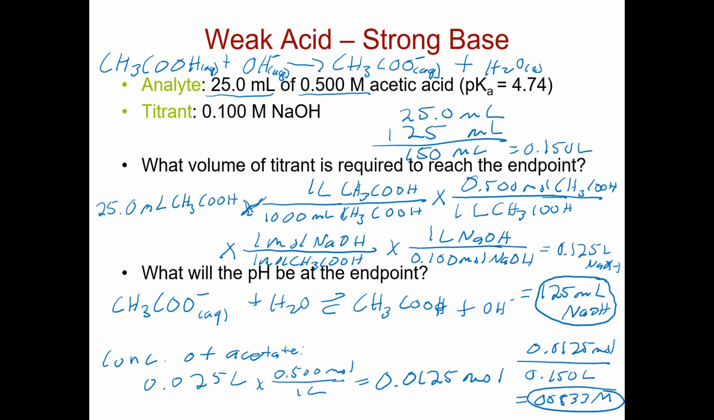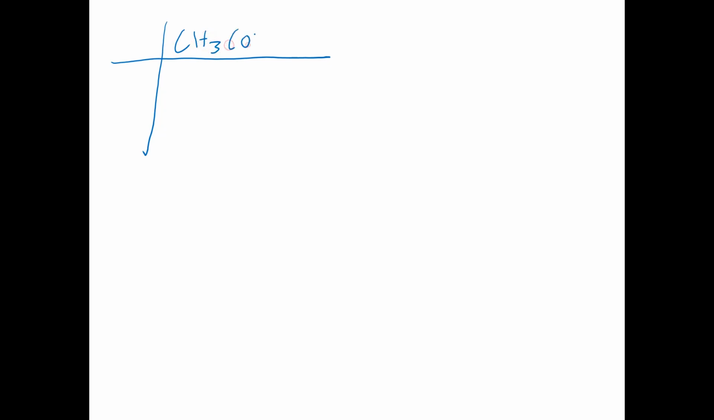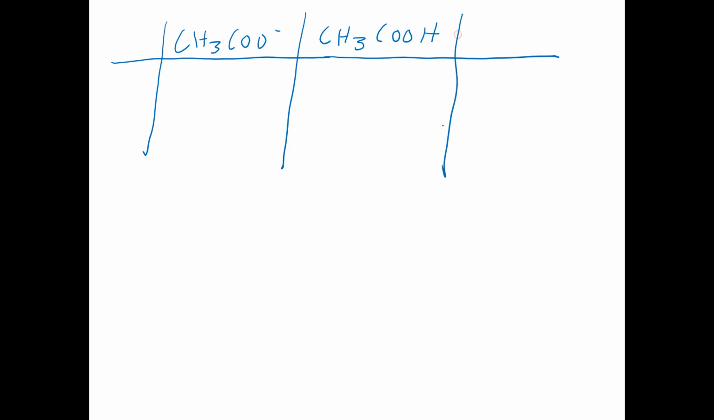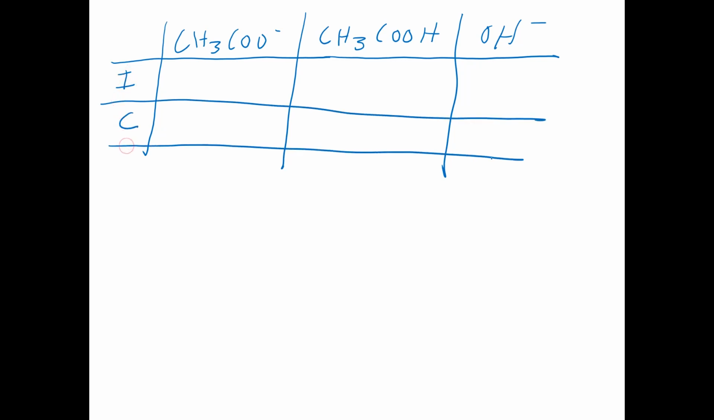This is the concentration of our acetate ion, but we want to know the concentration of hydroxide. So we're going to make an ice table and determine the concentration of our hydroxide ion. We have CH3COO negative, which is our acetate ion, we have our acetic acid, and then we have hydroxide. Our initial concentration of acetate, we calculated, was 0.0833 molar.